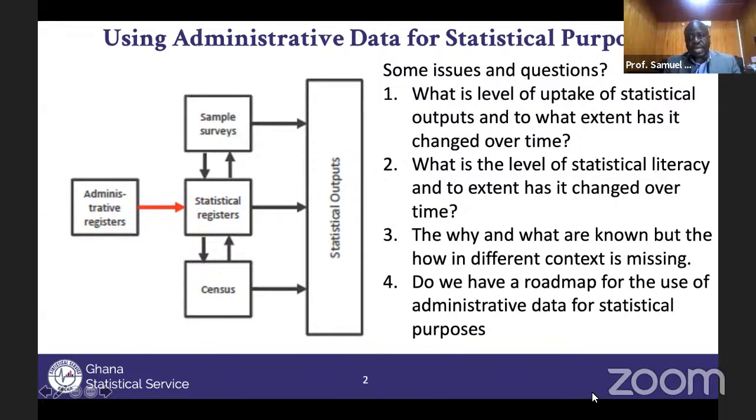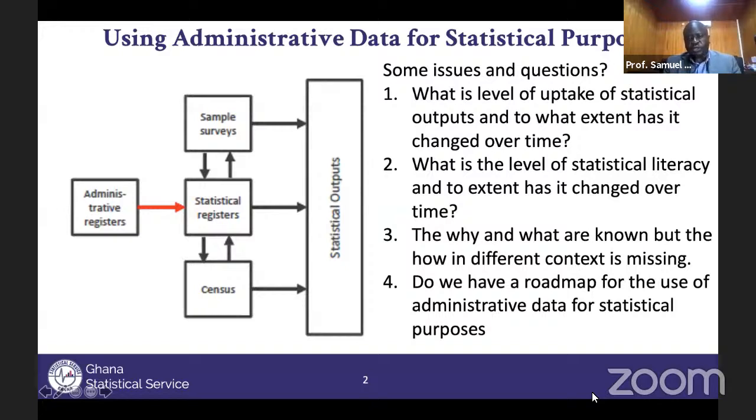If you have a very high uptake and you are not seeing any change, then we need to be concerned. And on the reverse, if you have a low uptake and you are not seeing change over time, then there is something that we also need to think about. Then the second area, which I think is broad, but we always need to engage in once we are thinking about transition to administrative data, is this whole conversation around statistical literacy. And again, I put forward the same question, asking to what extent has it changed over the period?